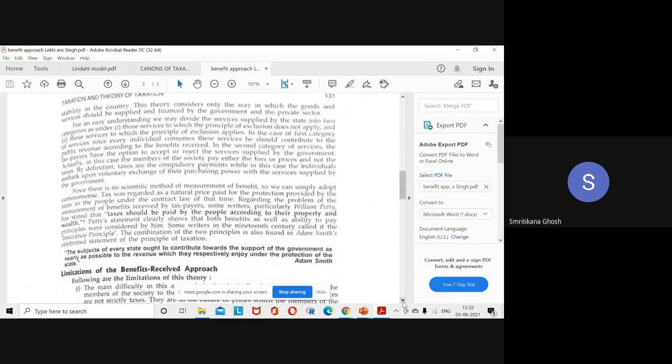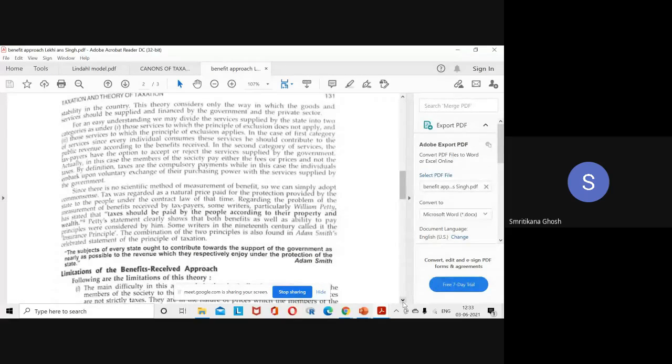Okay, so as I said, there are some commodities which are non-excludable in nature, for example public goods, and there are some commodities which are excludable in nature. The commodities that are excludable are private goods. So their price is determined in the market based on demand and supply. So how much is to be paid for those excludable goods? It is market determined.